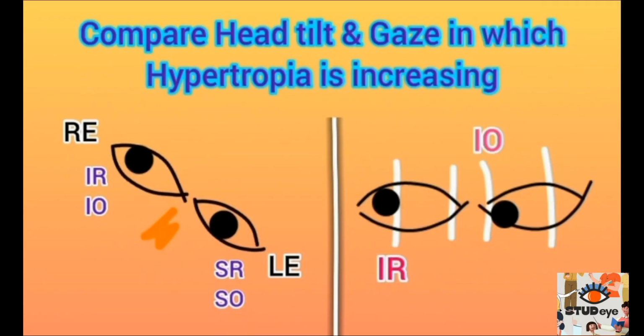So now we have to compare the head tilt and the gaze in which hypertropia was increasing. So the hypertropia was increasing in the left head tilt and in the same gaze. That means that when the patient was watching into the right side, the right eye was having hypertropia, and the hypertropia was increased. So we have to compare these both. Here you can see that the right eye's inferior rectus and inferior oblique are activated, and in the left eye, in the head tilt, the superior rectus and superior oblique are activated. But in the gaze, the inferior rectus and inferior oblique were activated when the hypertropia occurs. It means we have to see which muscle in both conditions is common.